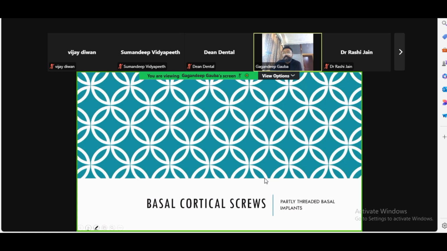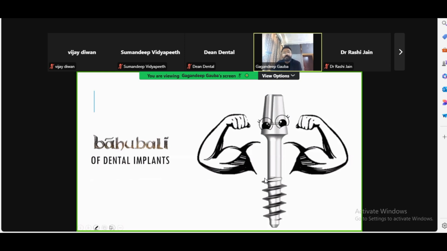First, we will be studying the partially threaded implants, the basal cortical screws. This is also the Bahubali of dental implants. Let me tell you, this implant is such a wonderful implant device that the basal implantologists have invented. It can be done in almost every case, whether there is bone available in width or not, every bone quality, every kind of situation. In the mandible, even when there are residual ridges up to the mandibular nerve, this implant can be easily placed. We will be seeing this in the following slides.